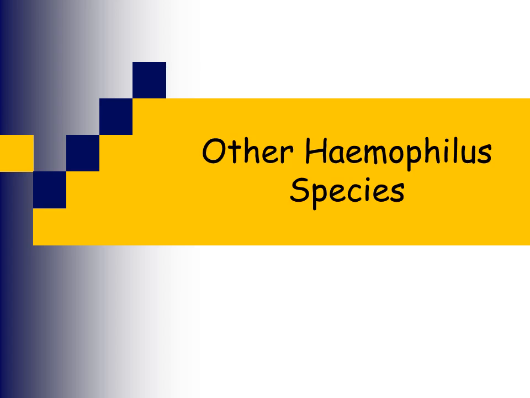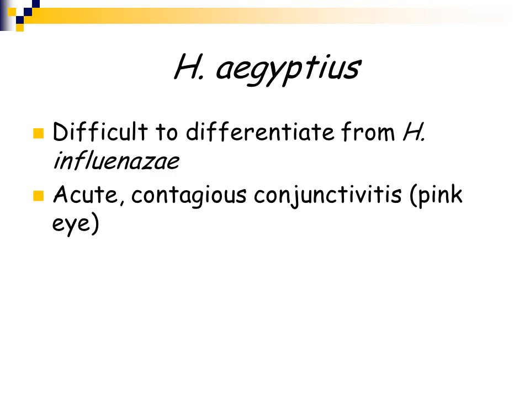We're now going to talk about some of the other Haemophilus species. And the first one we'll discuss is Haemophilus egyptius. And Haemophilus egyptius is very difficult to differentiate from Haemophilus influenza. Now, Haemophilus egyptius commonly causes conjunctivitis or pink eye.